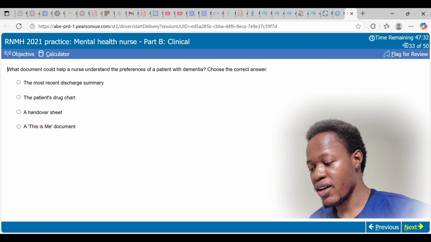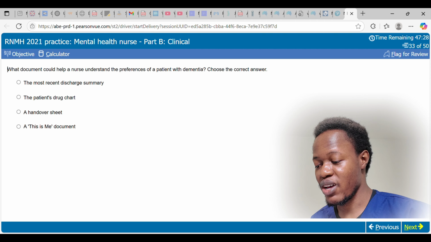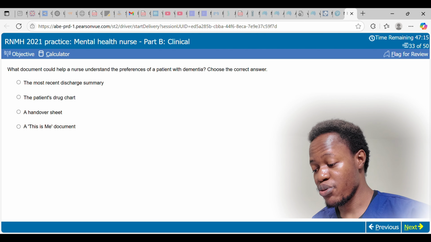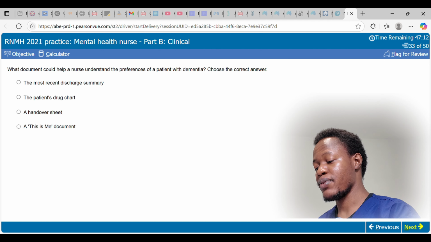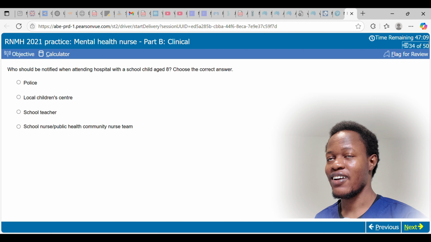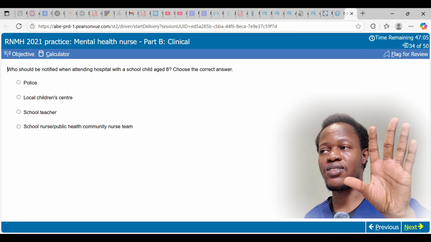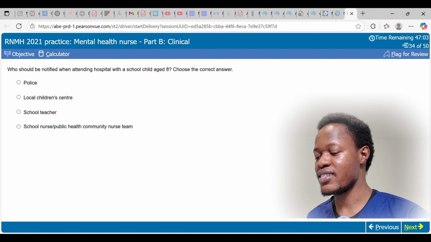What document could help a nurse understand the preferences of a patient with dementia? We have A, the most recent discharge summary. No. B says the patient's drug chart. No. C says a handover sheet. No. And D says a This Is Me document. Yes. A This Is Me document is basically like their CV. Let me put it that way. It entails everything about your resident.